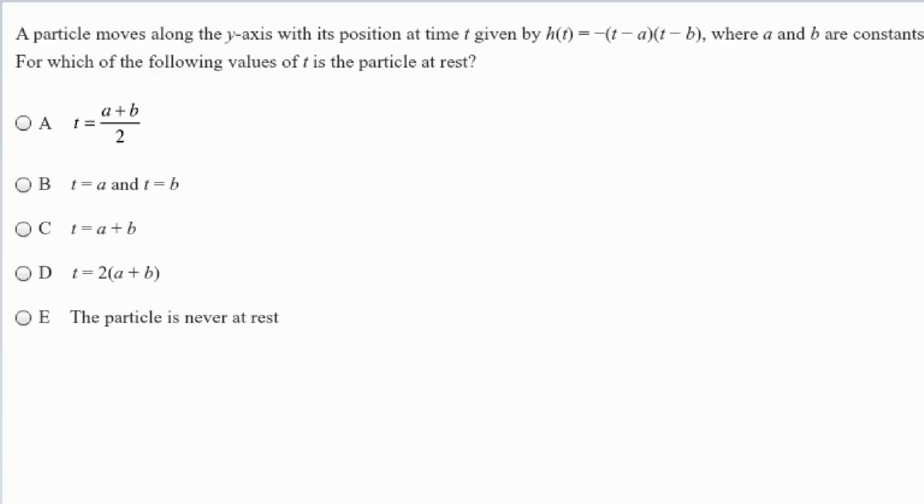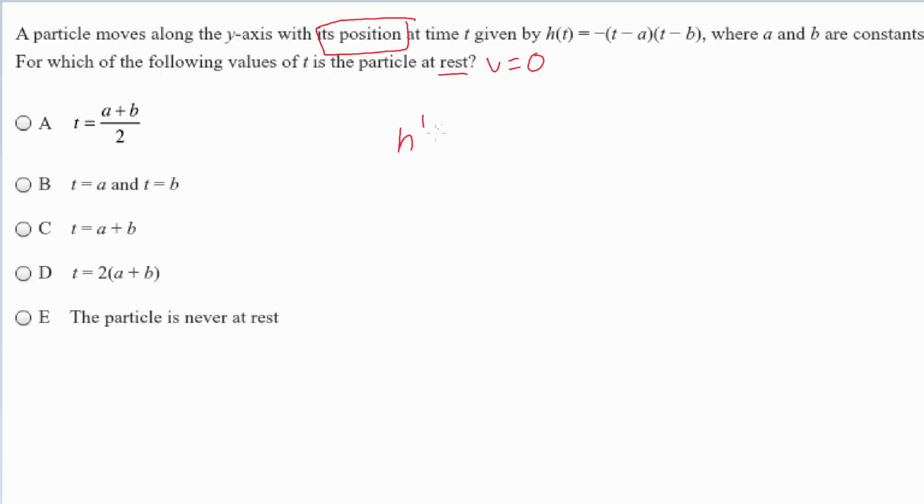All right, number 22. A particle moves along the y-axis with its position at time t given by h of t, where a and b are constants and they're not equal. For which of the following values of t is the particle at rest? So if we know a position function, to be at rest, its velocity would be 0. So we can differentiate and set it equal to 0.